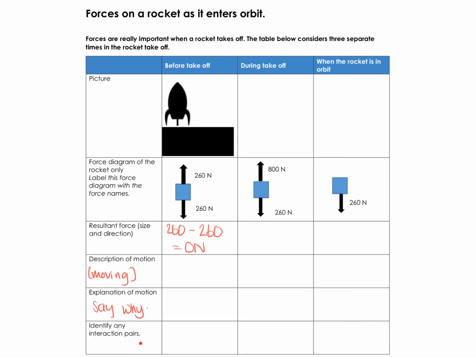And finally, identify any interaction pairs. These are the ones that Isaac Newton talked about when he said that every action has an equal and opposite reaction, or every force has an equal and opposite force. So when the rocket is still, can you find any interaction forces that are happening on the rocket? For example, is the rocket placing a force on the ground and the ground also placing a force on the rocket? That would be an interaction pair.